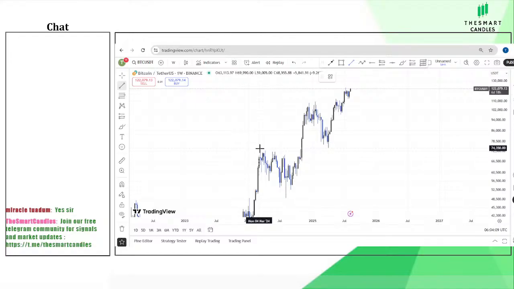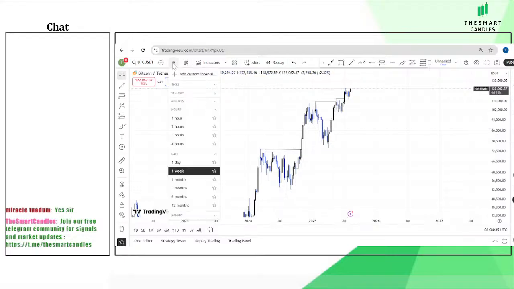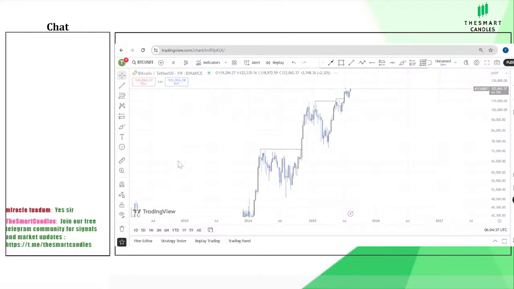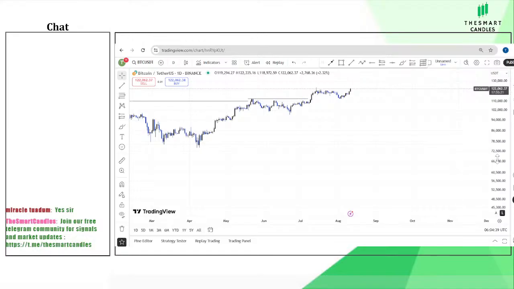If you look at here, we had a break of structure to the upside. Then we had another break of structure to the upside here. We have another break to the upside at this point. Now let's go down to daily so we'll get a more clear price action on the daily time frame.